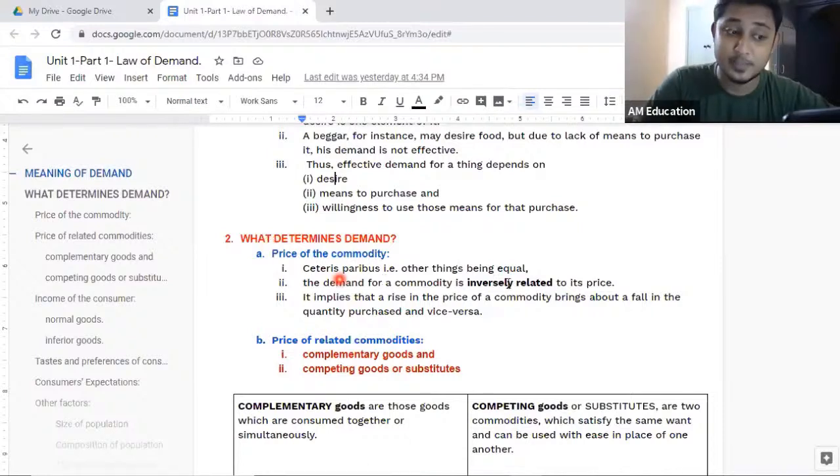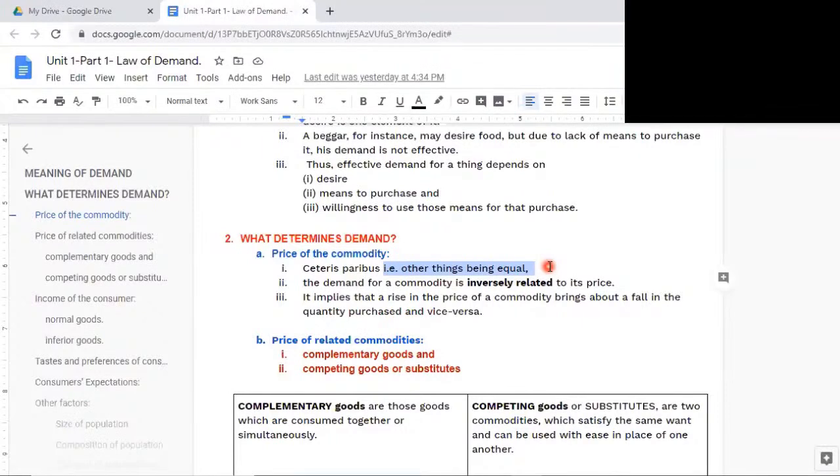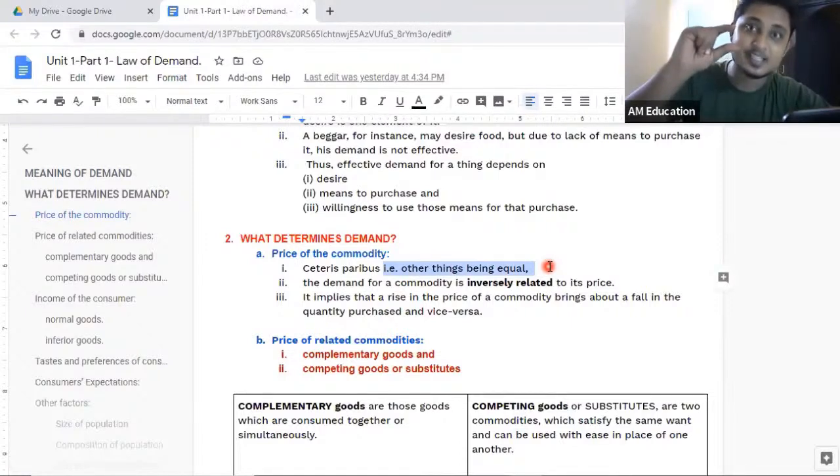Let's see. Ceteris paribus, other things being equal. So what is ceteris paribus? Other things being equal. The meaning of this phrase is this. Whenever someone states ceteris paribus, he means to say that there are a lot of things that would determine this thing, but keeping all of the other things constant, let's just take this thing. Assuming all the other things are equal and taking this thing as a variable that keeps on changing. So the price of the commodity.